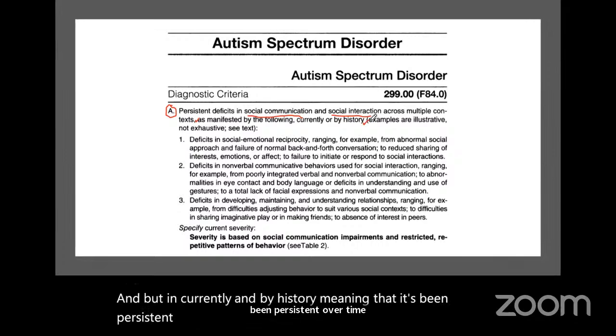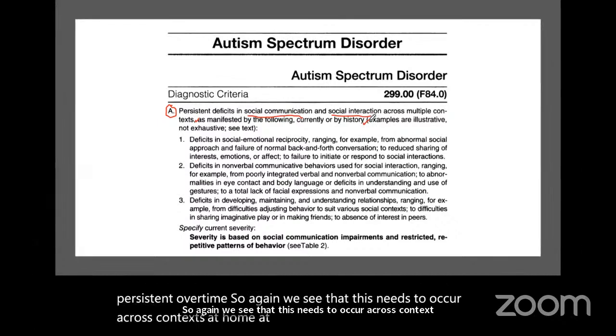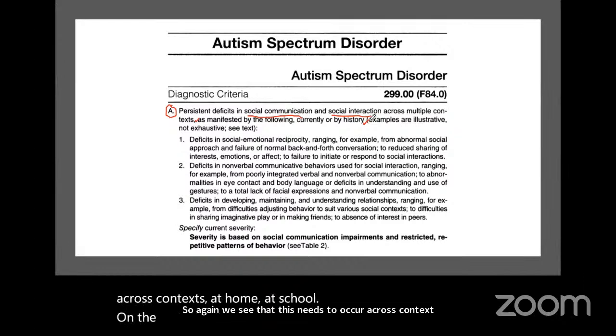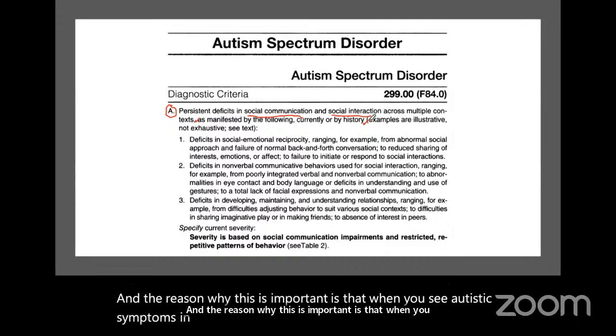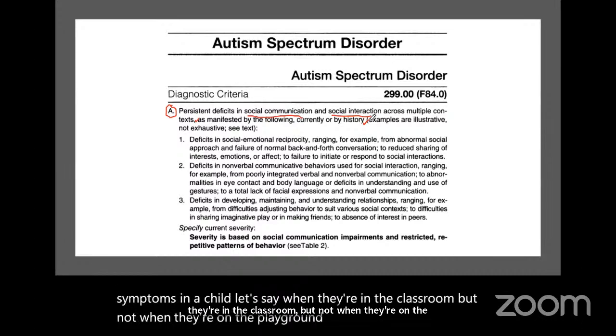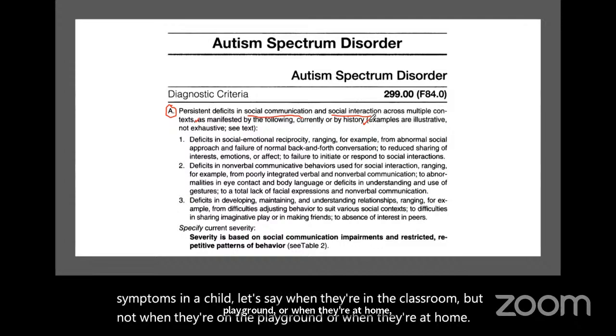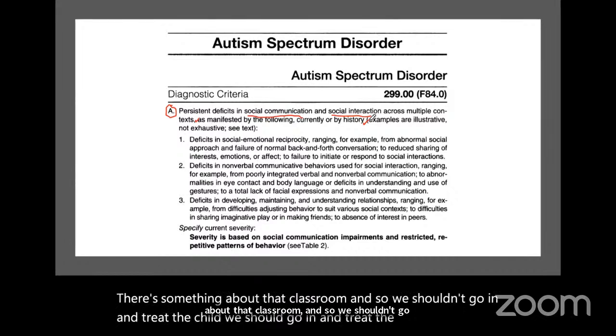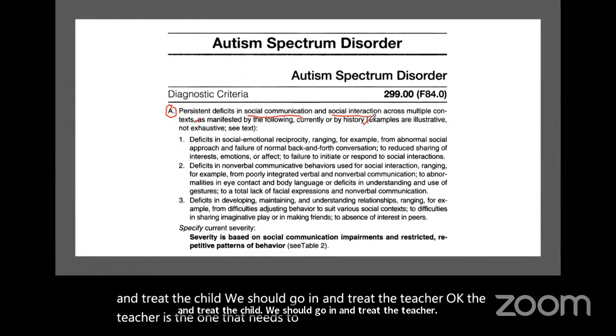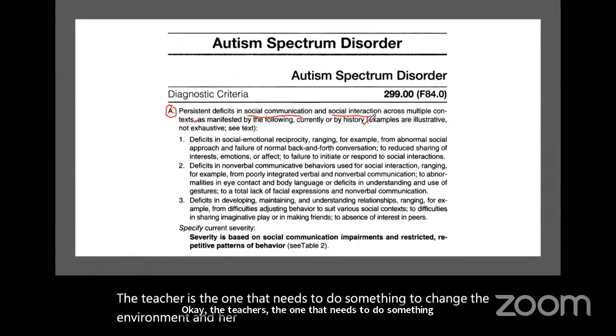So again, we see that this needs to occur across contexts, at home, at school, on the playground, and it needs to be persistent over time. And the reason why this is important is that when you see autistic symptoms in a child, let's say when they're in the classroom, but not when they're on the playground or when they're at home, there's something about that classroom. And so we shouldn't go in and treat the child, we should go in and treat the teacher. Okay, the teacher is the one that needs to do something to change the environment and her or his or their interaction with the child that is experiencing the symptoms.